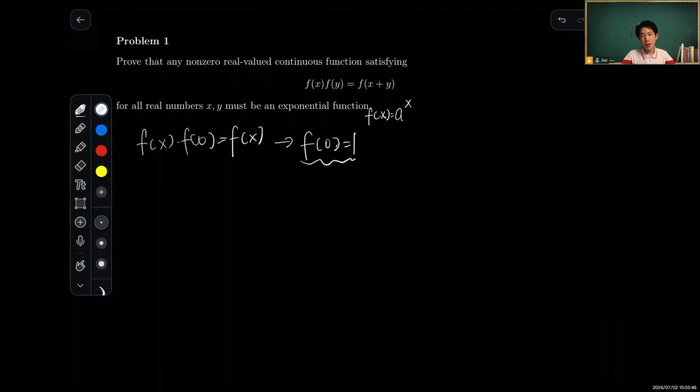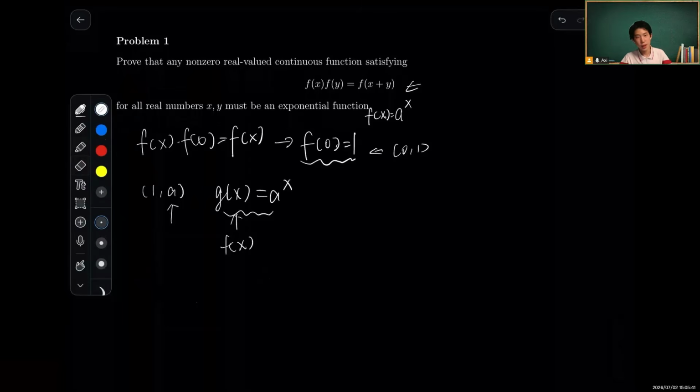Now, let's think about this intuitively. Assume we have the point (1, a) on the graph of this function. In this case, we note that the function g(x) equal to a to the x power passes through both the points (0, 1) here, and also (1, a). So here we are trying to prove that any function satisfying this identity must be equivalent to g(x). So we're trying to prove f(x) is exactly g(x).